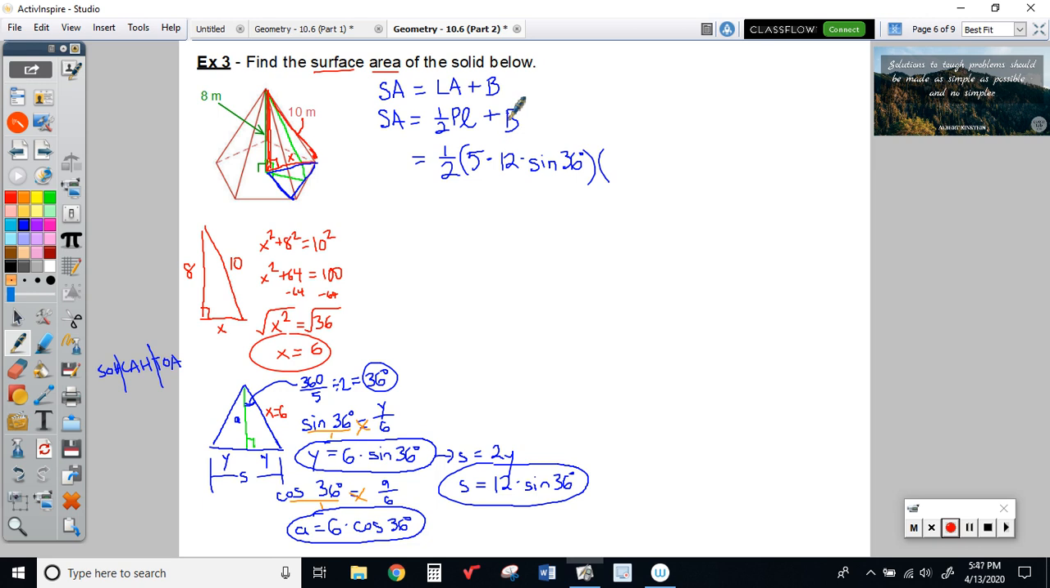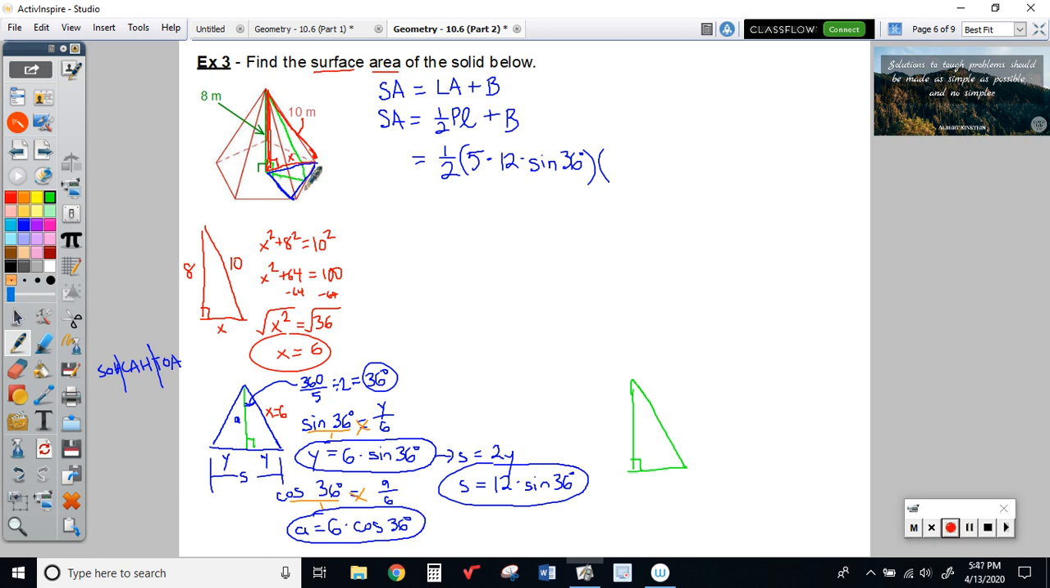In the area of the base, I've got everything I need for that now. I'm going to be doing the 1/2 perimeter times apothem, or 1/2 base times height to get one triangle, and then multiply that by 5 triangles for the whole area of the base. So slant height, I am almost there. I've got what I need. I'm looking at the green triangle now in that original picture.